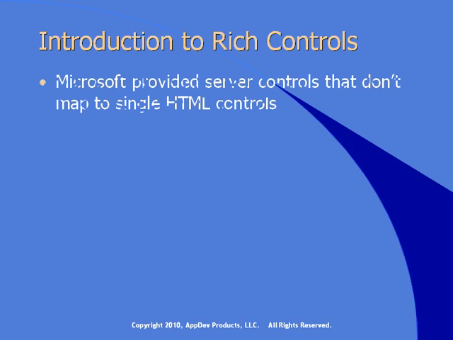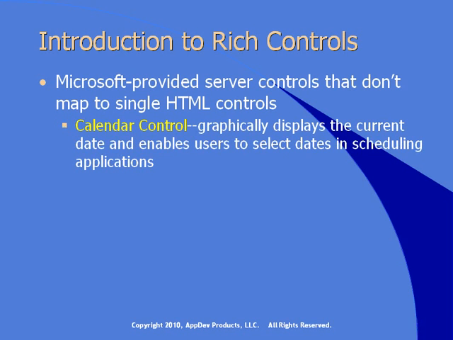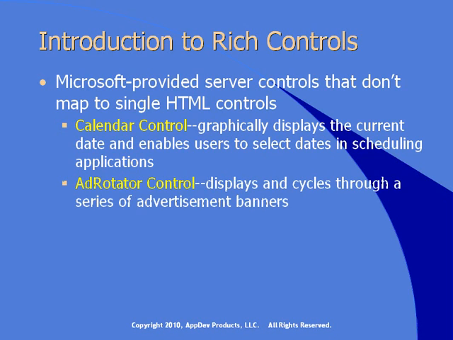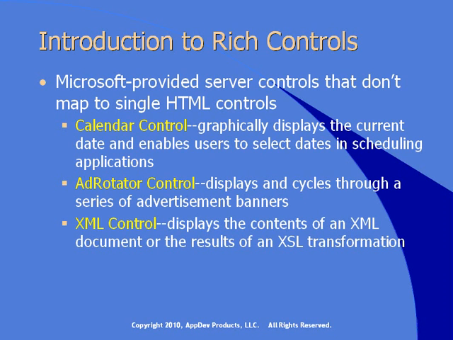Microsoft provided server controls that don't map to a single HTML control are often called rich controls. In this section, we'll be looking at the calendar control, which allows you to graphically display the current date and enables users to select dates in a scheduling application or any place else you want to display a date. We'll also look at the Ad Rotator control, which displays and cycles through a series of advertisement banners, and the XML control, which displays the contents of an XML document or even displays the results of an XSL transformation.